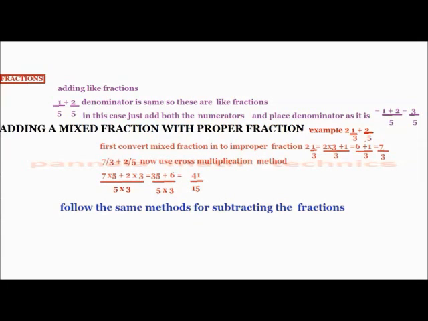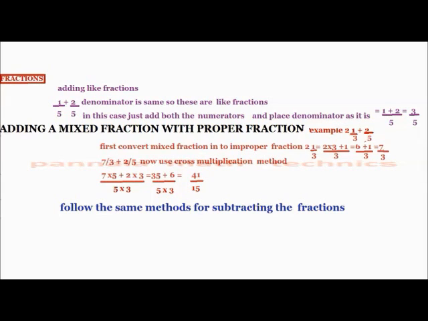Adding like fractions, 1 by 5 plus 2 by 5. The denominator is the same, so these are like fractions. In this case, just add both the numerators and place the denominator as it is, that is 1 plus 2 is equal to 3, and the answer is 3 by 5.